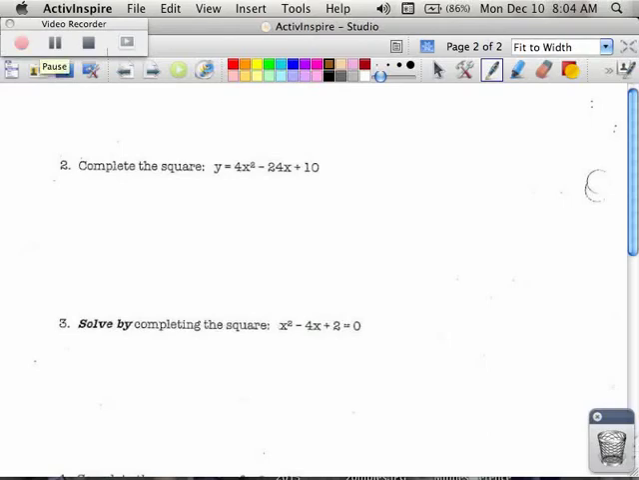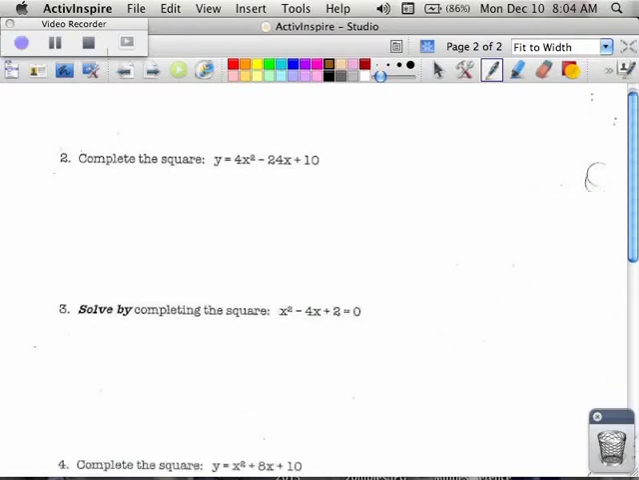So we're going to skip number 1 and go right to number 2. Actually, number 2 is harder than some of the other ones. So let's try 3 and 4 first, and then we'll come back to number 2.